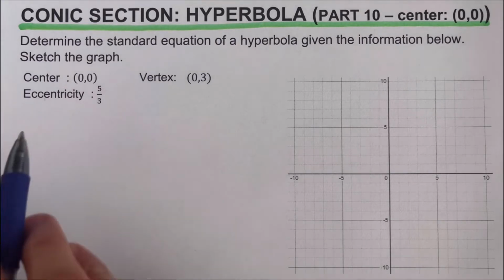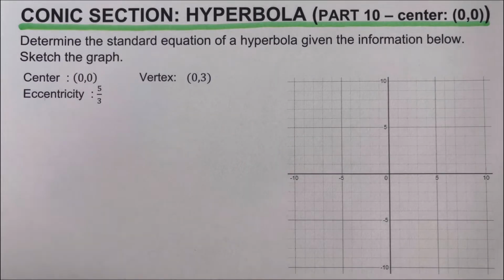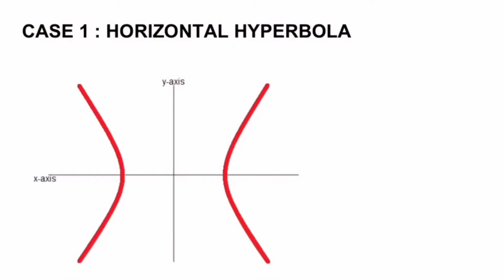Before we jump into this example, let's review the parts, the two cases, and the equations of hyperbola with center at (0, 0), or at the point of origin. Please notice that this hyperbola is called the horizontal hyperbola because the graph, which is in red, is touching the horizontal axis.